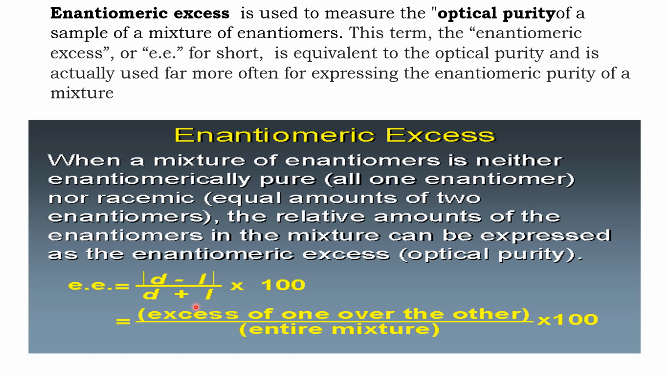You got it? If there are 500 of levorotatory and 100 of dextrorotatory, what happens? 500 minus 100, that is 400, divided by 500 times 100 will give you the enantiomeric excess. Take down.